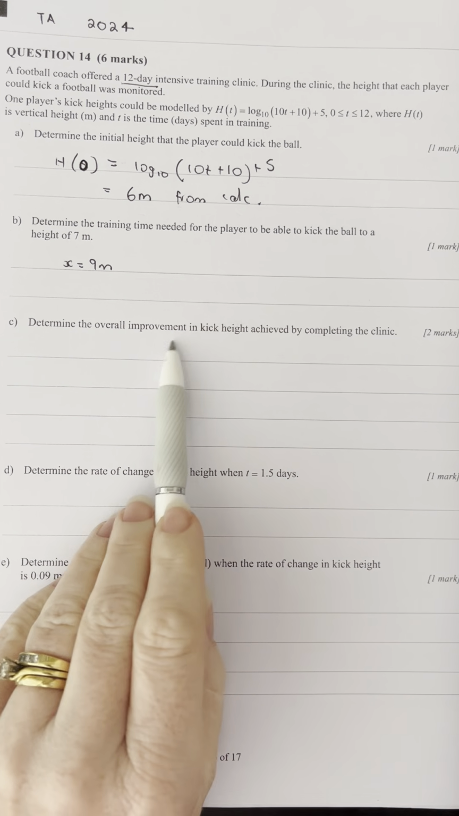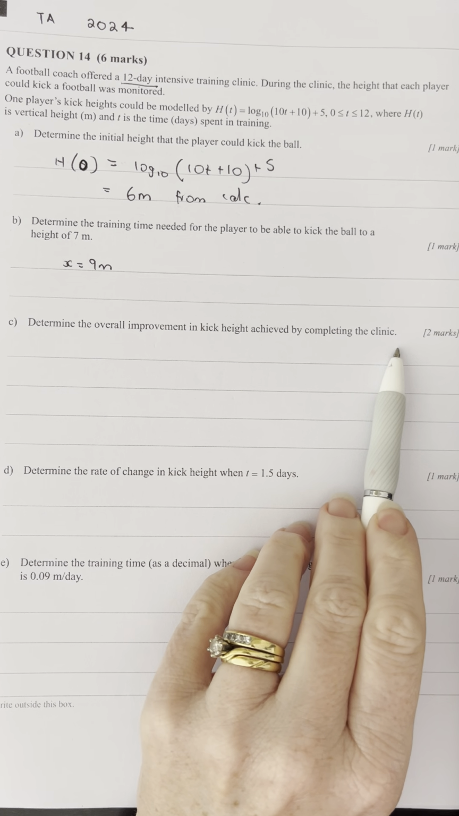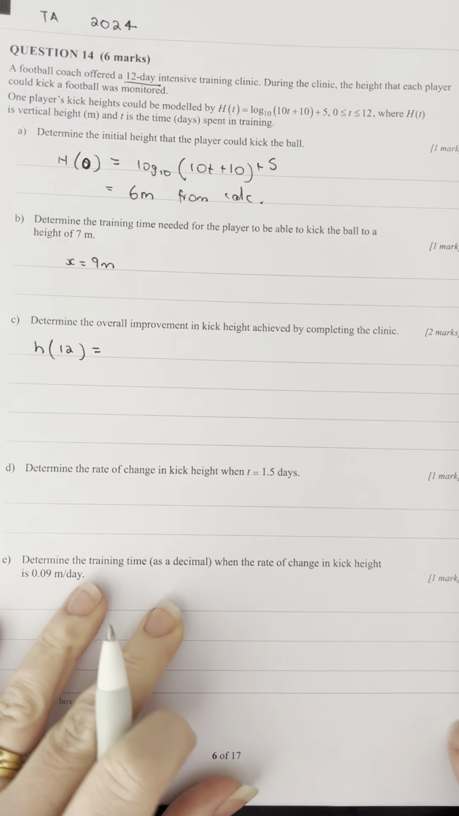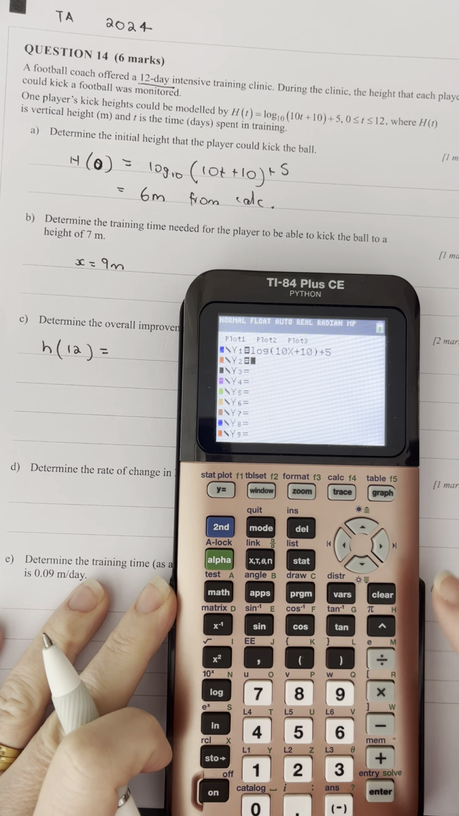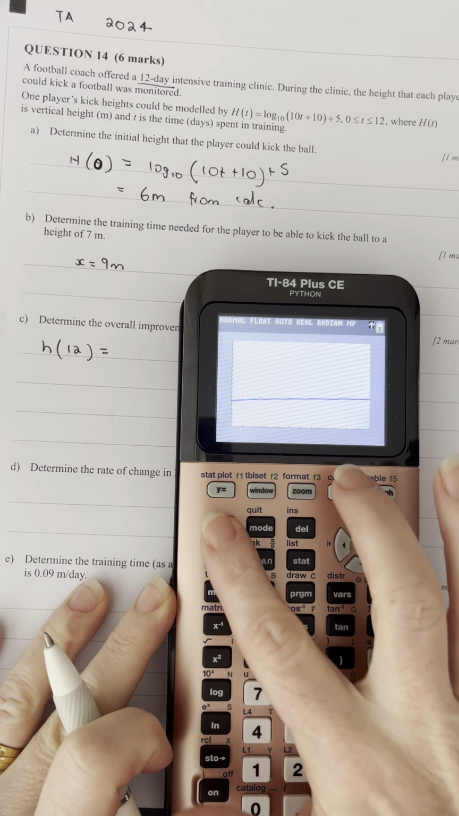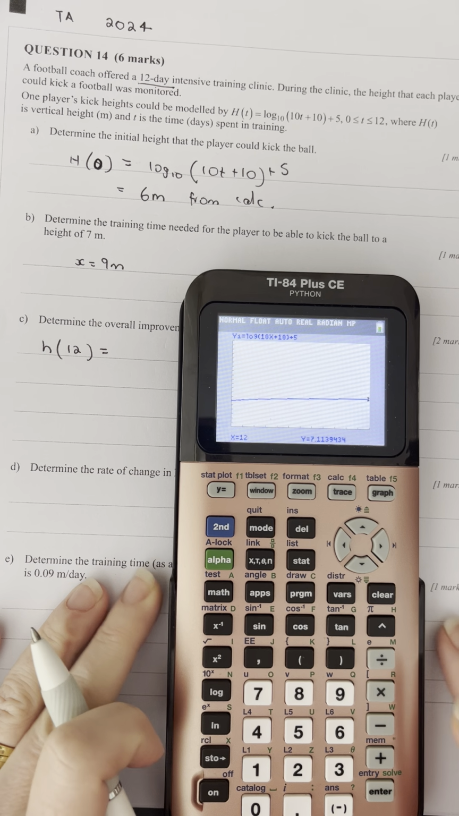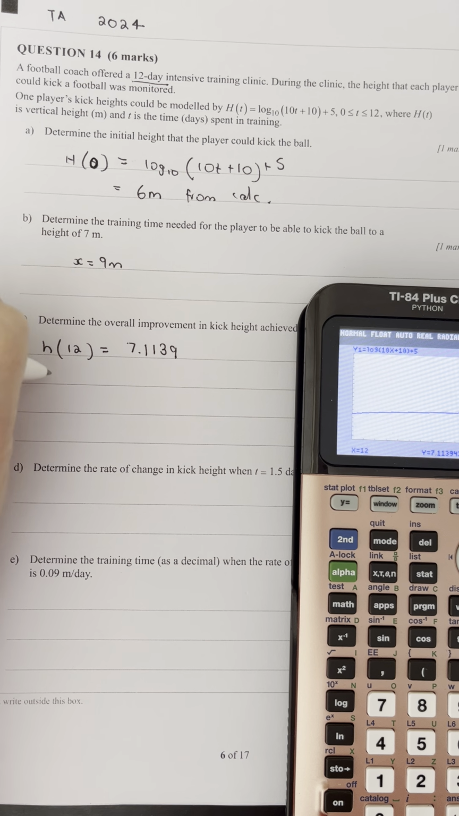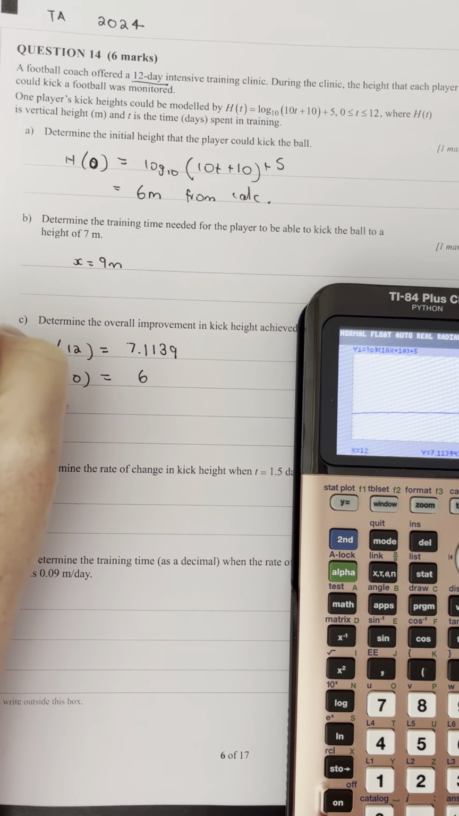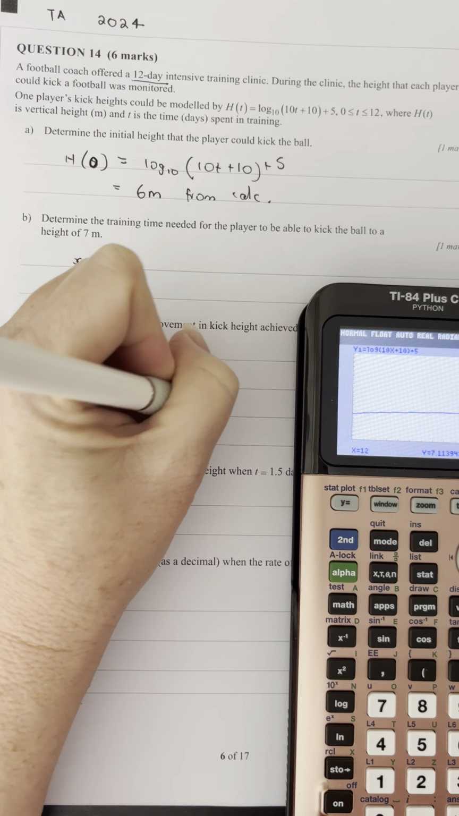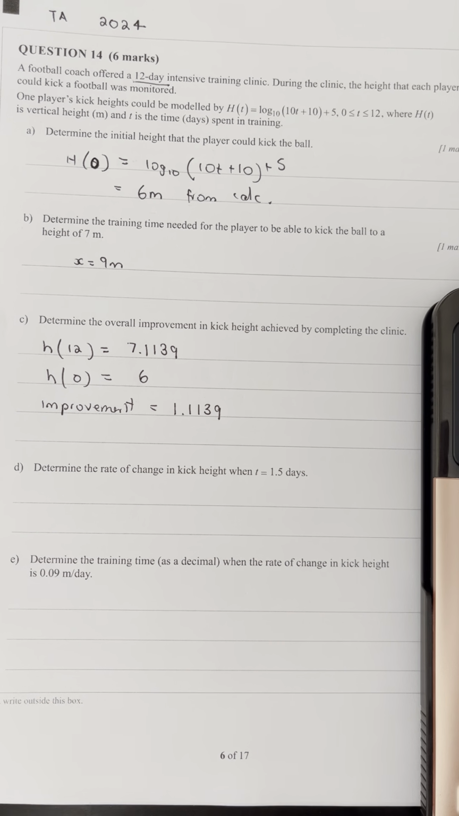Then we've got determine the overall improvement in kick height achieved by completing the clinic. So the clinic is 12 days, so we want our height at 12 days. So going back to our calculator, I'm going to take that 7 away. Got my graph there. I'm going to do the second trace value at 12. That gives me 7.1139. For that, I already know my height at 0 is 6 from the first question. So my improvement is going to be the 1.1139 for that. So that's the overall improvement.